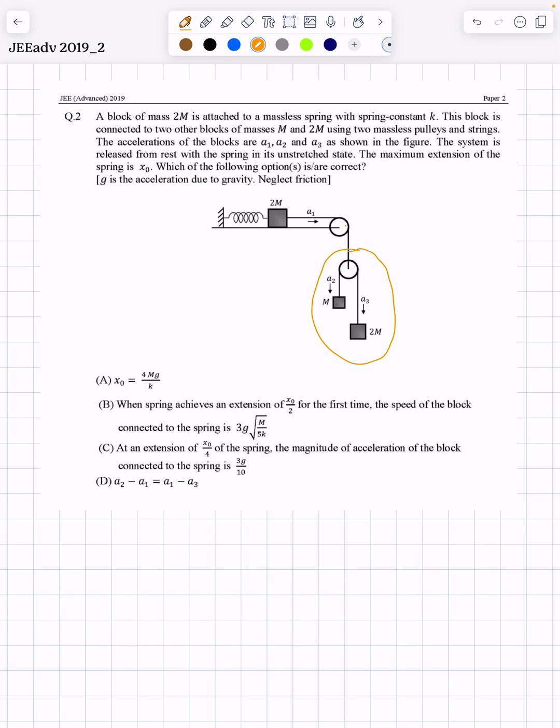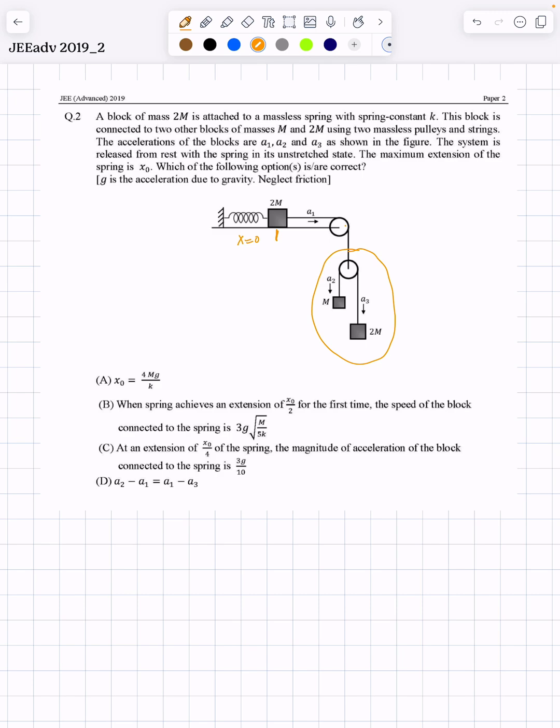Okay, and then the accelerations of the three blocks are a1, a2 and a3. Basically these a1, a2, a3 are with respect to an observer on the ground. The system is released from rest. Okay, so that's important. The system is held at this point, and in this position the spring is at its natural length. So basically x is 0 here, the extension of the spring. Released from rest, the maximum extension of the spring is x naught.